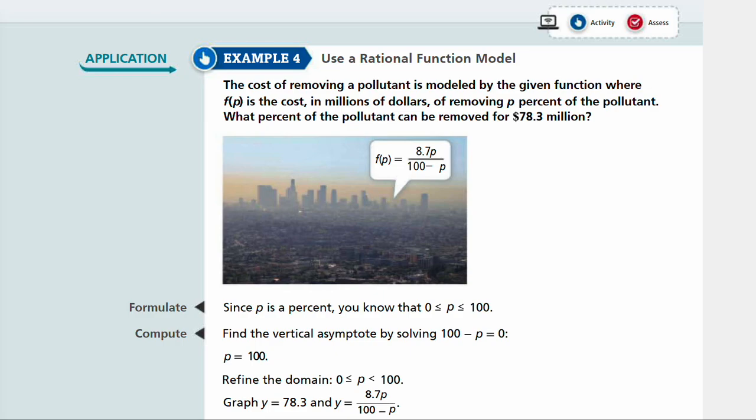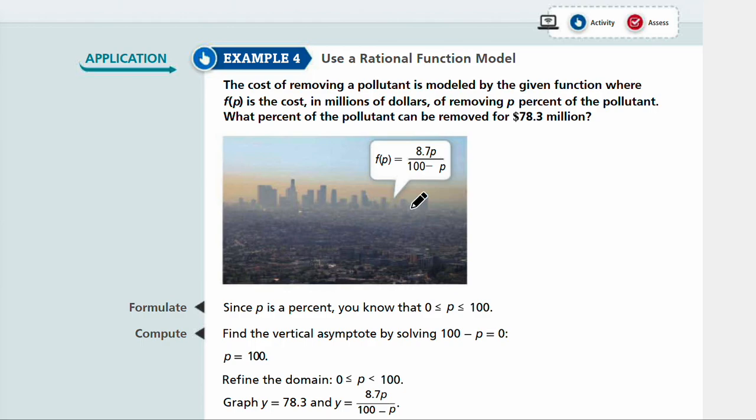Okay, let's continue with example 4. Use a rational function model. This is an application word problem, so we'll look at an example of a word problem. The cost of removing a pollutant is modeled by the given function, where f of p is the cost in millions of dollars of removing p% of the pollutant. What percent of the pollutant can be removed for $78.3 million?